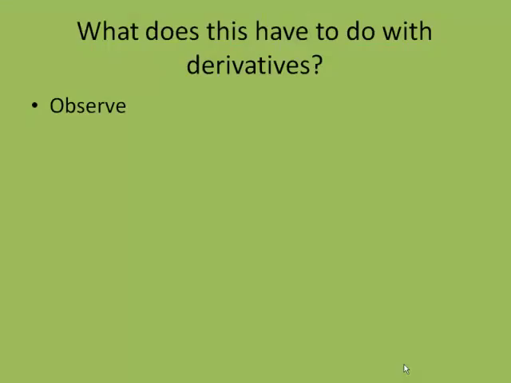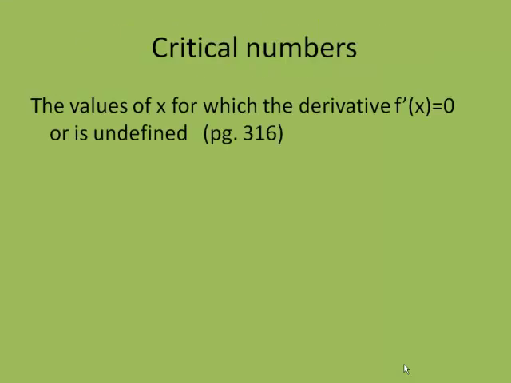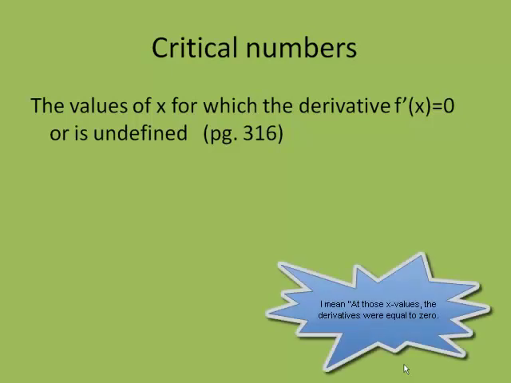So how this has to do with derivatives is what we call critical numbers, and the critical numbers are values of x for which the derivative f prime of x is equal to 0 or is undefined. So in that example where you saw that pink line, flat line, what you notice, the slope of those tangent lines, in other words the derivatives, at those instances they were equal to 0.